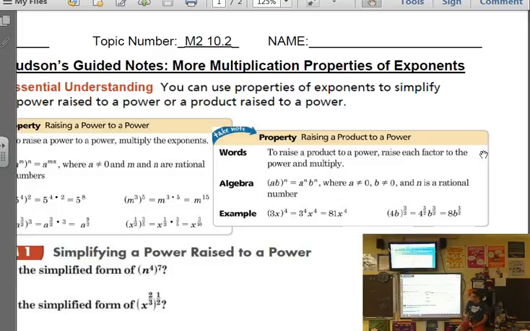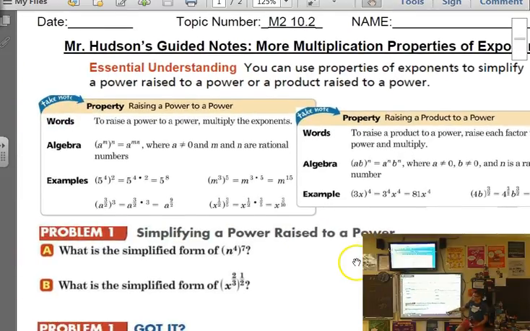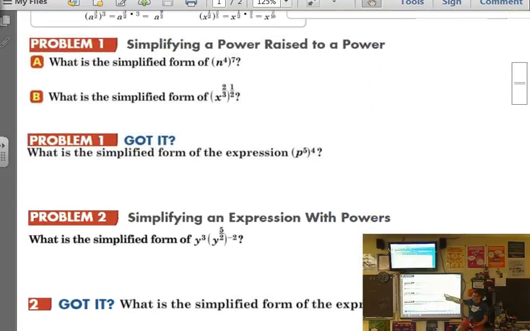So, any questions on our properties? Because then we're going to use cards. So, Emma, if I have n to the 4th to the 7th, what would that turn into? N to the 28th. Now, what about, Rhea, x to the 2/3 to the 1/2?